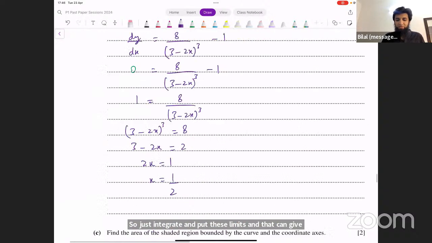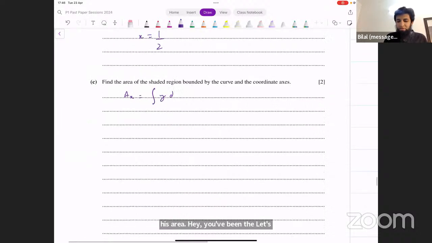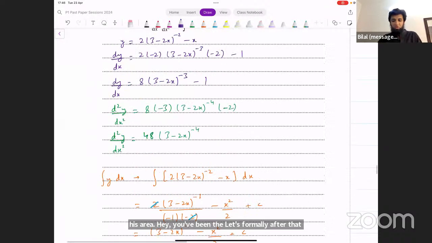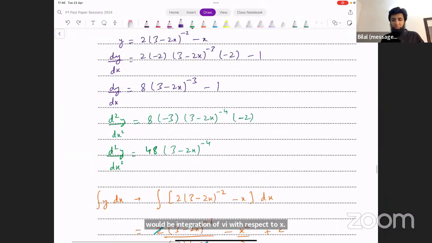So the area between the curve and the x-axis, the formula for that would be the integration of y with respect to x. In this case, the limits are supposed to be values of x, and they are from 0 to 1 over 2. Let's input those limits.